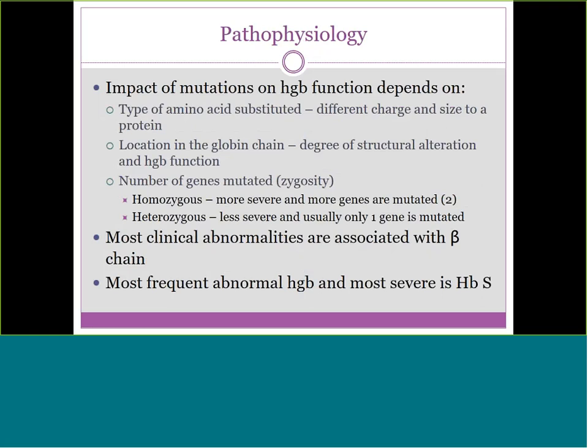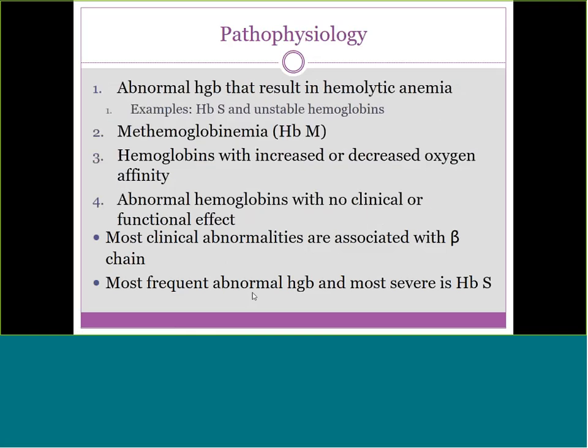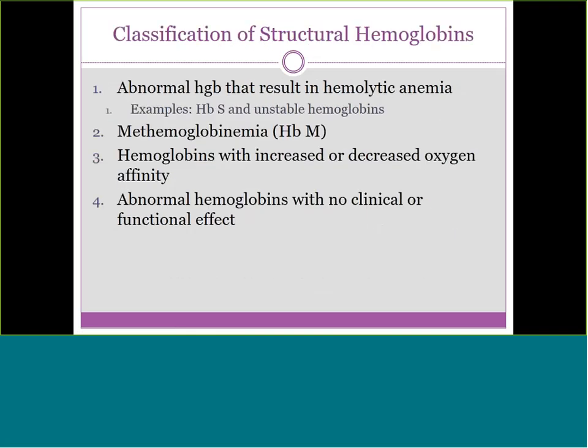The most frequent hemoglobinopathy that you and I will discuss and that you will see is going to be hemoglobin S. So at the very bottom there, it says the most frequent abnormal hemoglobin and the most severe is hemoglobin S. So that is what is responsible for sickle cell anemia. So that's what we'll get into when we first get into these here. We'll start with sickle cell anemia.